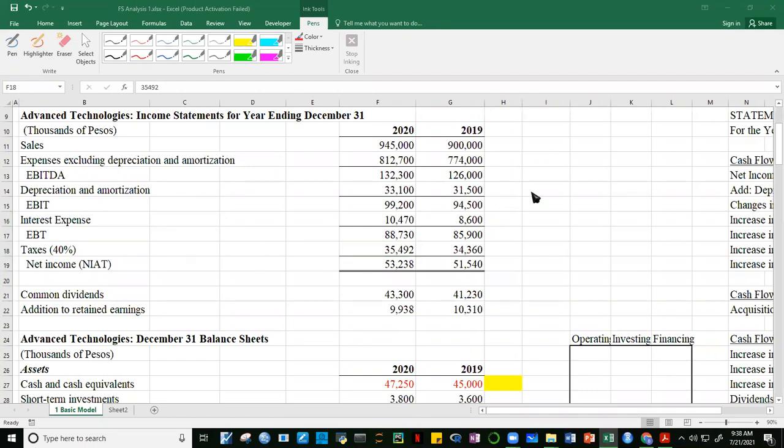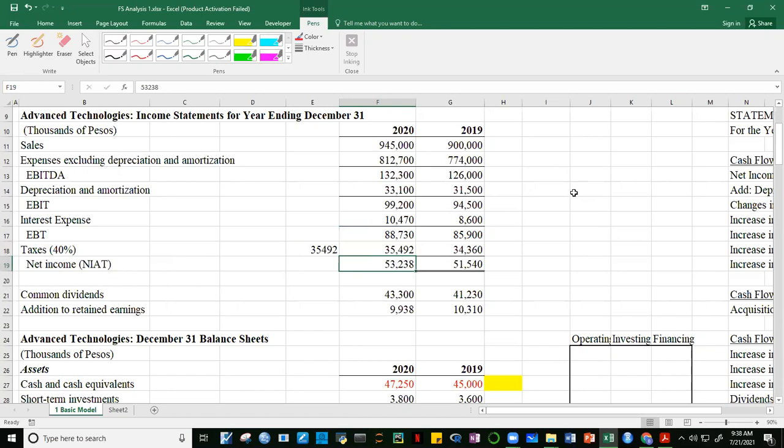88,730 times 0.4. Yes, correct. Thank you. So let's check 88,730 times 0.4. Okay, 35,492. Okay, na-validate natin na tama nga. So earnings before tax, 88,730, less tax of 40%, 35,492. We now have what we call net income after tax. Ito yung NIAT natin.